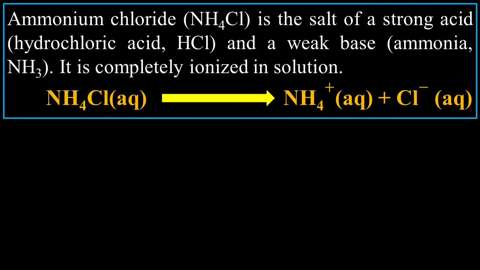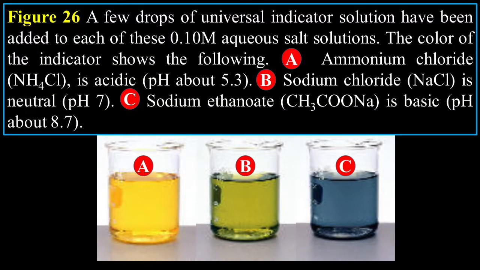Ammonium chloride, NH4Cl, is the salt of a strong acid, hydrochloric acid, HCl, and a weak base, ammonia, NH3. It is completely ionized in solution, and there's the reaction. Figure 26: a few drops of universal indicator solution have been added to each of these 0.1 molar aqueous salt solutions. The color of the indicator shows the following.